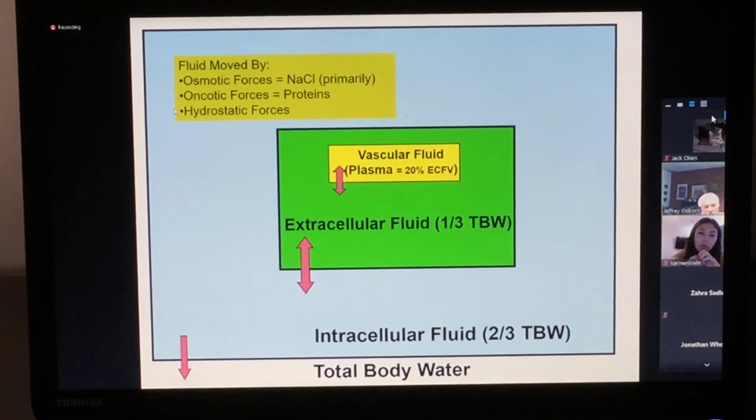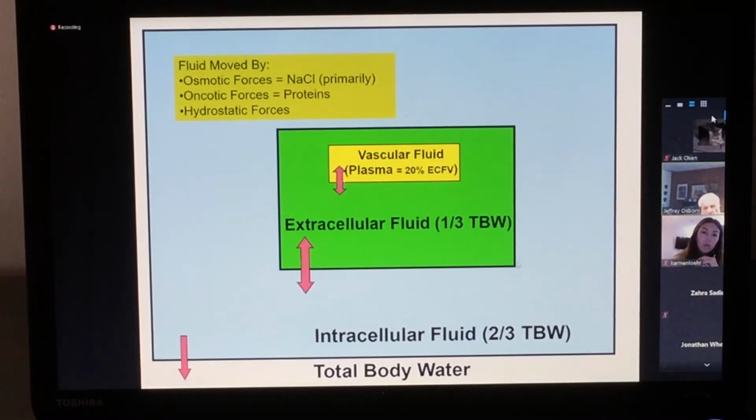And we do that by moving fluids between these compartments, between the vasculature and the extracellular fluid, by different forces. Osmotic forces that are primarily handled with sodium chloride, oncotic forces, which are proteins, and hydrostatic forces, which are blood pressure, interstitial fluid pressure, and intracellular hydrostatic pressure.